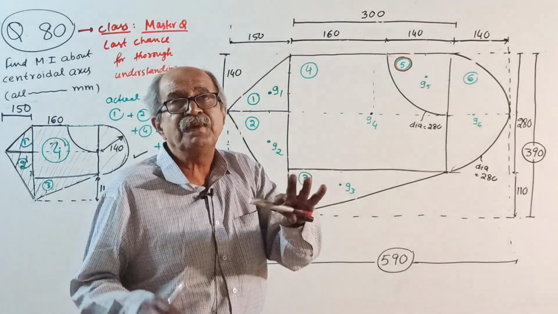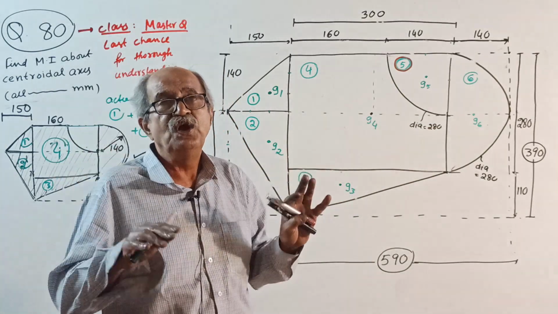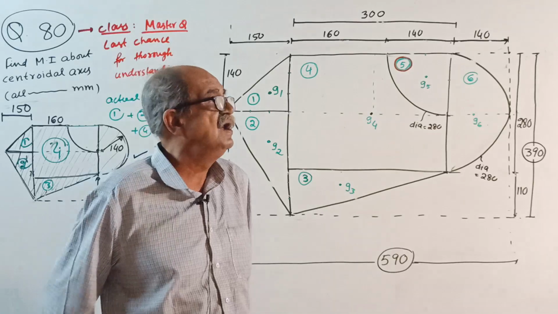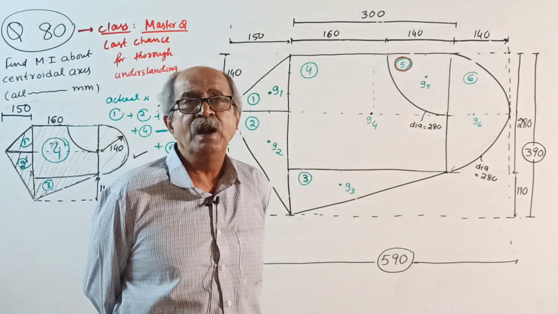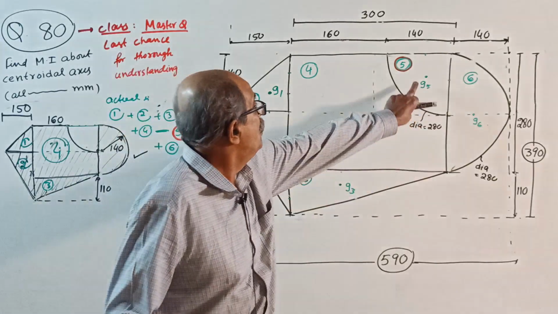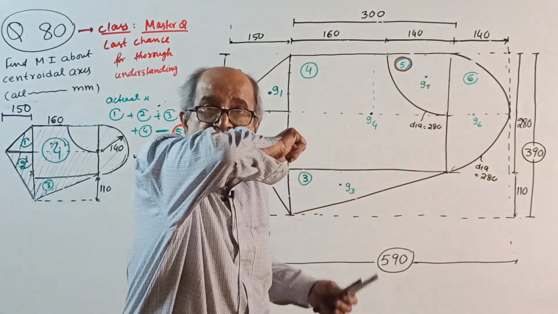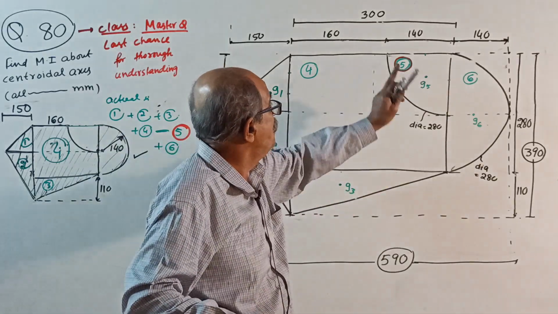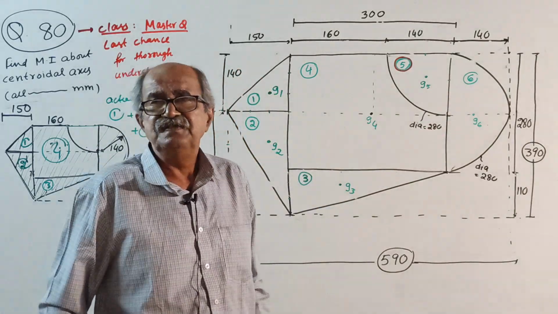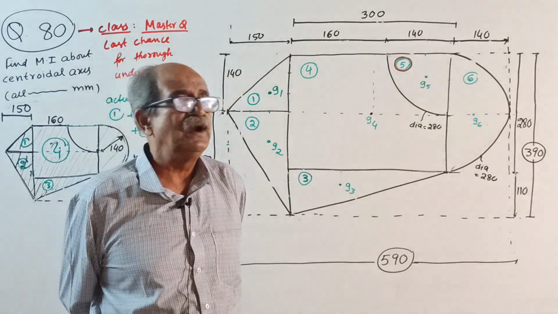And the last step I will not tell, now only I will tell you. Final moment of inertia is I for 1 plus I for 2 plus I for 3 plus I for 4 minus I for 5 plus I for 6. These all I have told many times earlier.